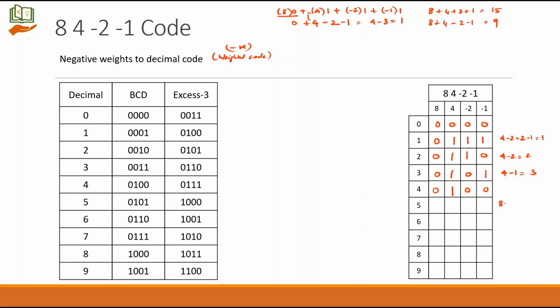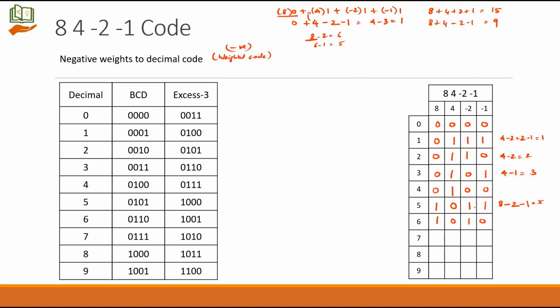How do I get 5? I can take 8 minus 2 minus 1 which is equal to 5. So here 8 minus 2 is equal to 6. 6 minus 1 is equal to 5. So how many places should I give 1? In 8, in minus 2 and minus 1, I can have 1s. 4 will have 0 here. What about 6? 8 minus 2 will give 6. So under 8 and under minus 2. The rest of the places will have 0.